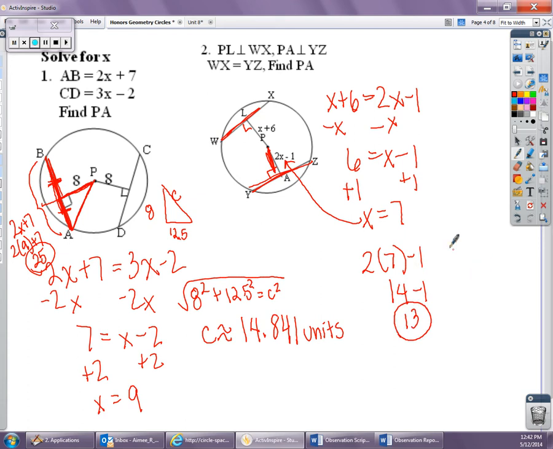Okay? So this is just your chord relationships with something being perpendicular to another piece. You might have to use the Pythagorean theorem. You might have to set up an equation and solve it before you can actually plug in the piece that you need. But you should be aware of these relationships.